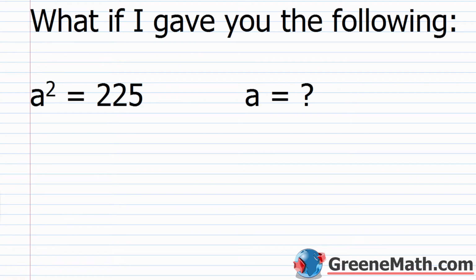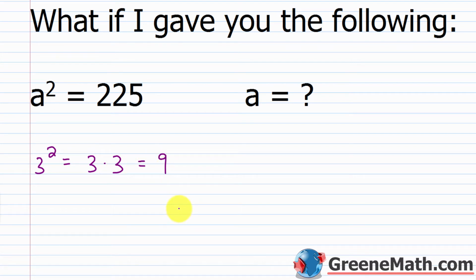Now, what if I gave you the following scenario? I have here that a squared, so something squared, is equal to 225. What is the value for a? You might be thinking, how would I go about doing that? Well, let's just go back to a simple example. We saw that 3 squared was equal to 9, right? Why is it equal to 9? Well, I can further break this down and say it's 3 times 3, which equals 9.